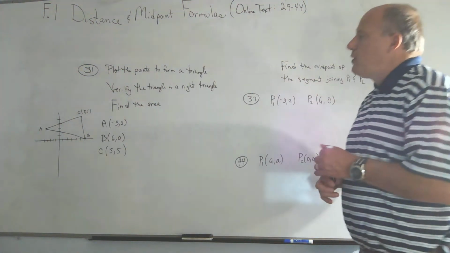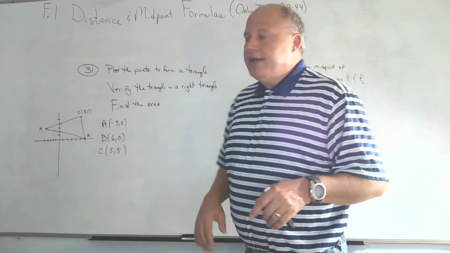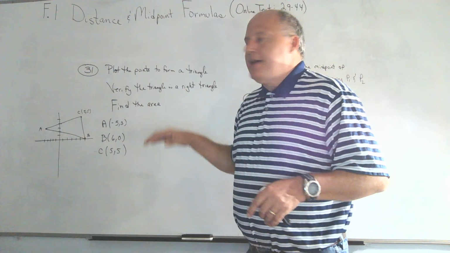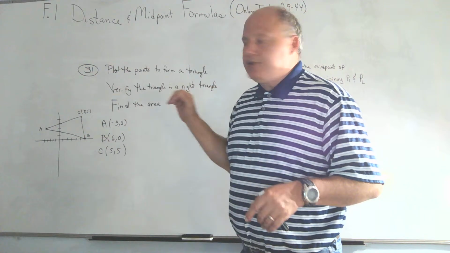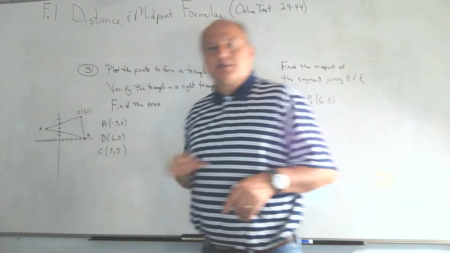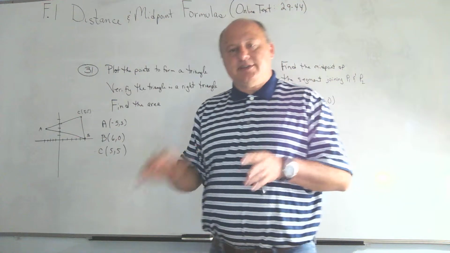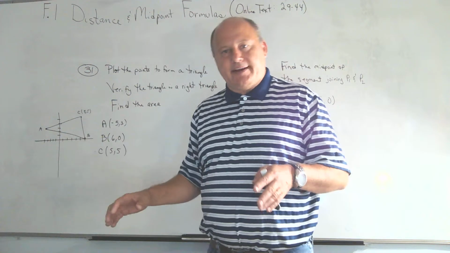All right. So to verify that this is a right triangle, we're going to find the distance between A and B, then the distance between B and C, and then the distance between A and C. In other words, we're going to find the distance of all 3 sides. Then we're going to put those numbers into the Pythagorean theorem, and the Pythagorean theorem has to be satisfied.